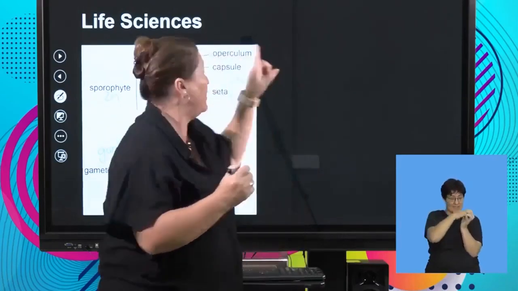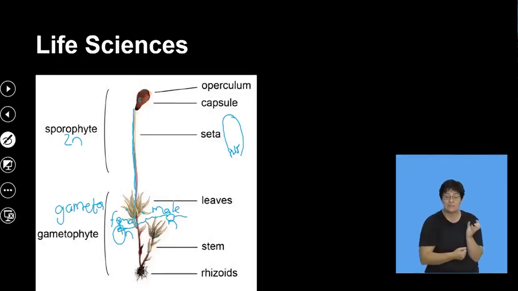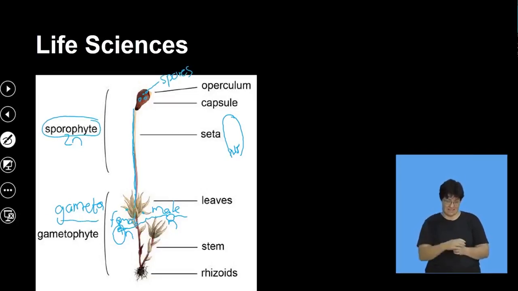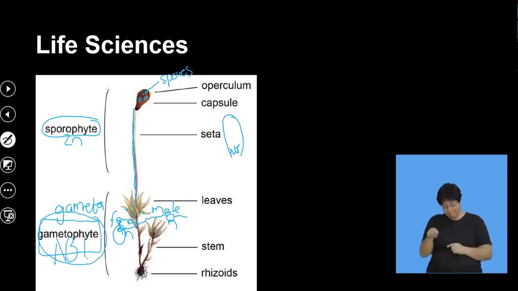And inside of here, what do you think is in here? Inside of here, we're going to find spores. Why are we going to find spores? Because this is the sporophyte of the plant. This is the only plant group where the gametophyte is the main generation. All our other ones we're going to see otherwise.